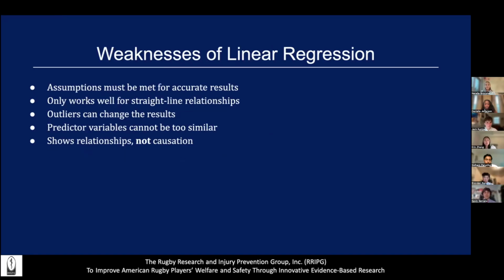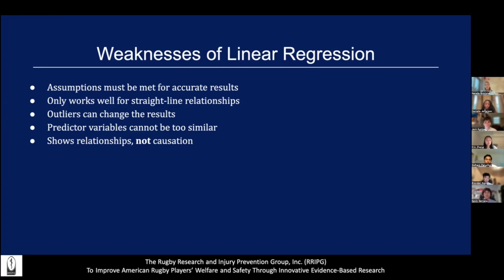For some weaknesses of linear regression, like anything, it does have some limitations. With the assumptions that I discussed earlier, if those are not met, then the results may not be accurate. It works best when the relationship between variables is in a straight line. So going back to if the points are scattered, linear regression would not be the right tool for this.